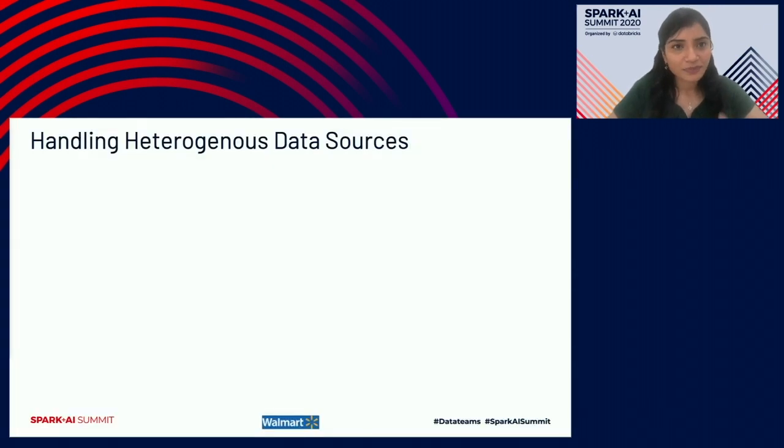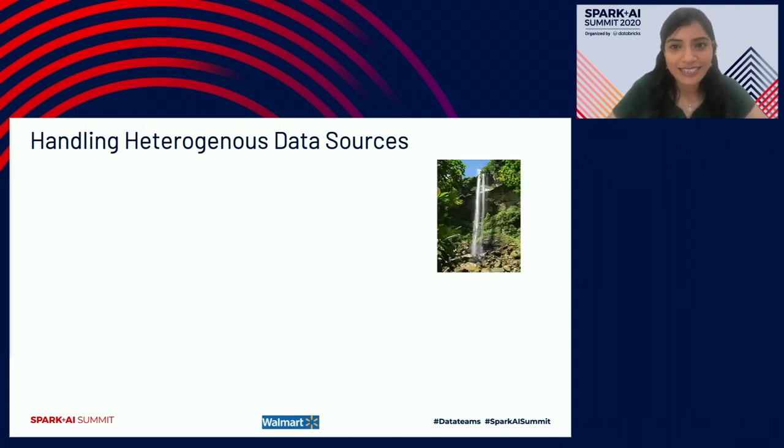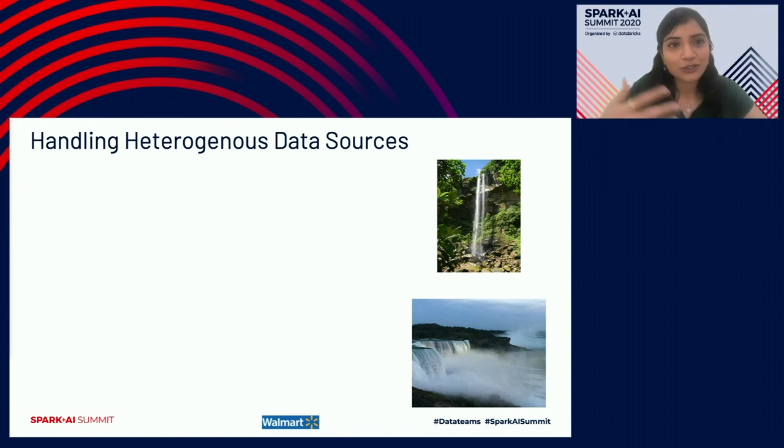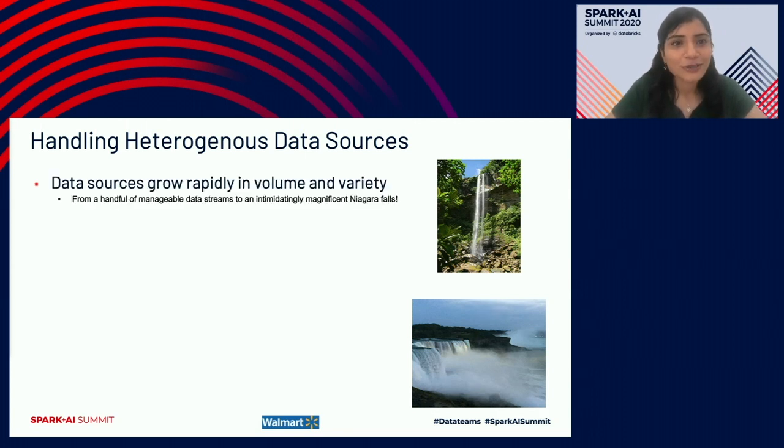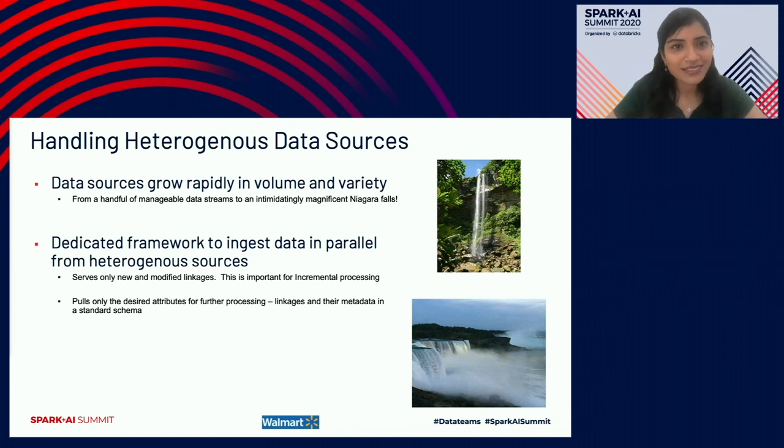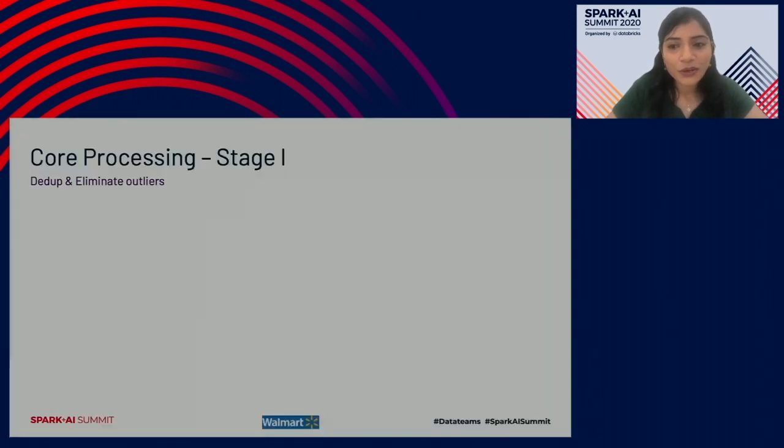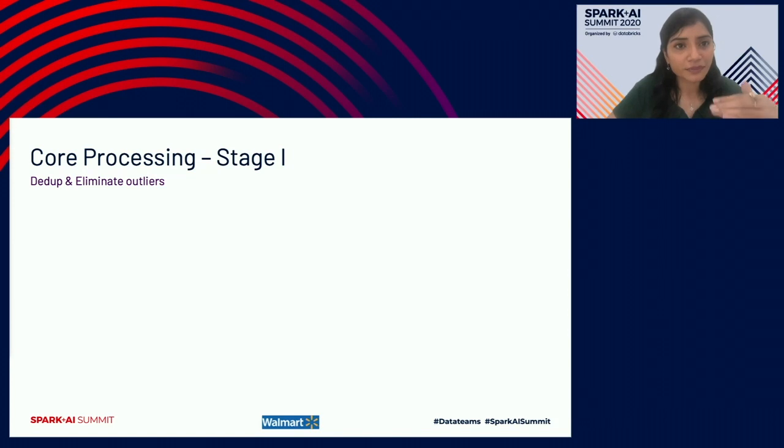The next step is getting the data into the graph pipeline. Initially, the data sources are few and they are manageable. But later on, the number, variety, and volume of data sources is going to increase exponentially, and they become magnificent and intimidating like the Niagara Falls shown in the picture. So it is very important for us to have a dedicated framework to ingest data from these heterogeneous sources in parallel so that we extract exactly what we want in the format or the schema we want to pass on to the subsequent stages.